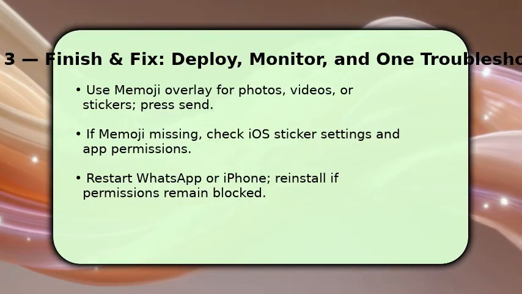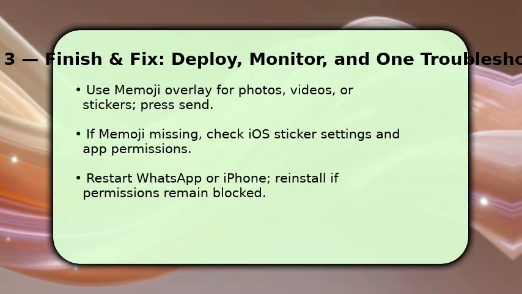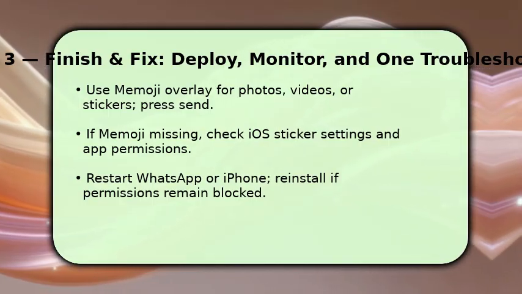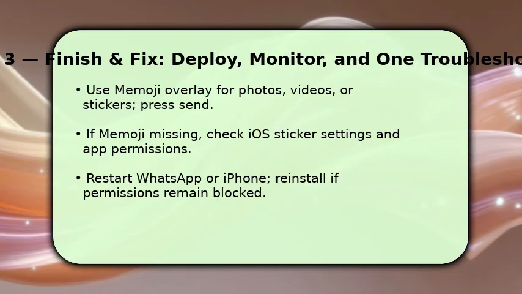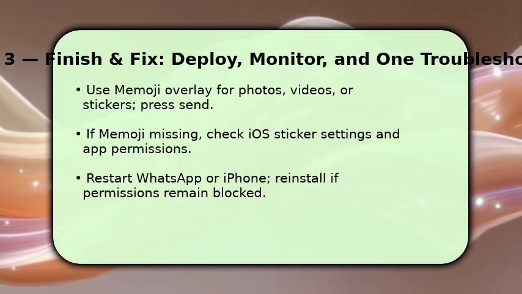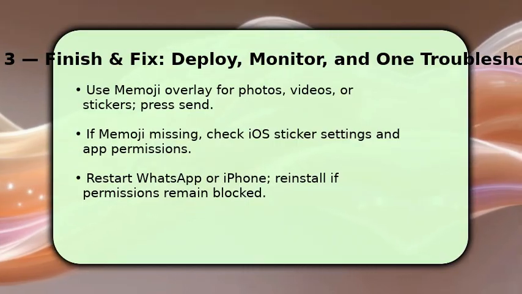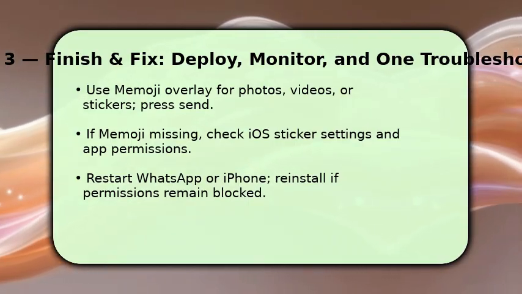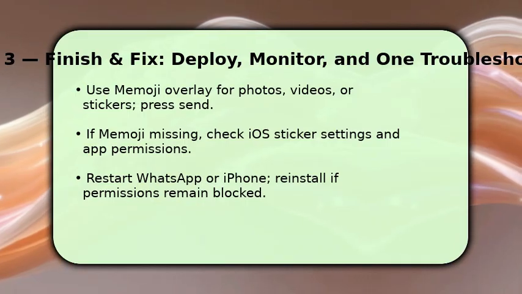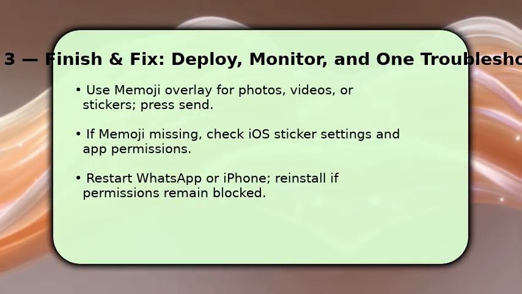If you don't see Memoji options, first check settings to ensure Memoji stickers are enabled and WhatsApp has camera and microphone permission. Once done, restart WhatsApp. Make sure iOS keyboard/sticker packs are active. If problems persist, reboot the iPhone, then reinstall WhatsApp as a last resort. This often clears permission caches.